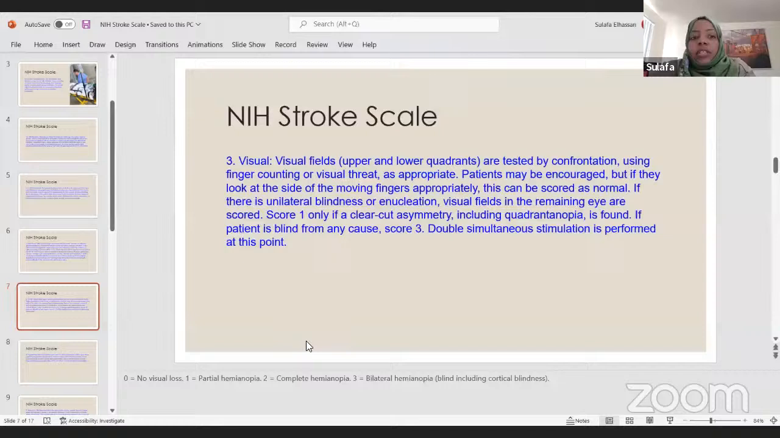Double simultaneous stimulation is performed at this point. And the key for that: 0, no visual loss; 1, partial hemianopia; 2, complete hemianopia; and 3, bilateral hemianopia. So this is if the patient is blind, including cortical blindness.